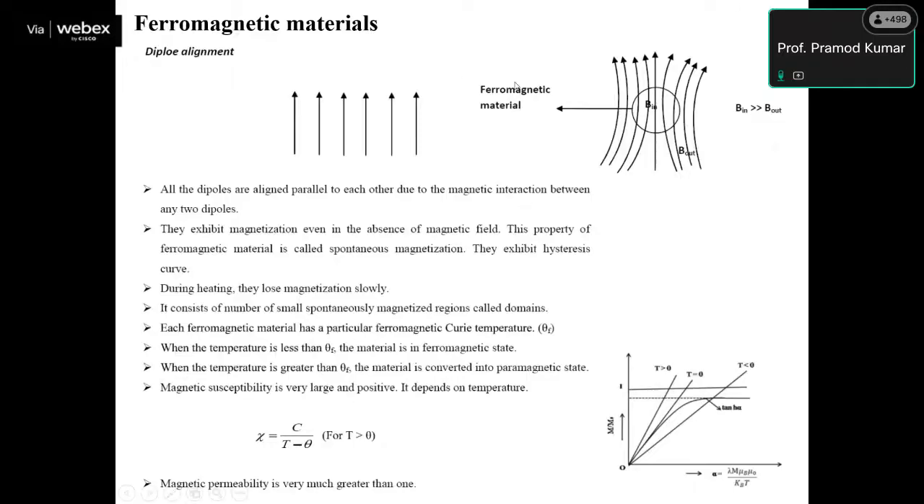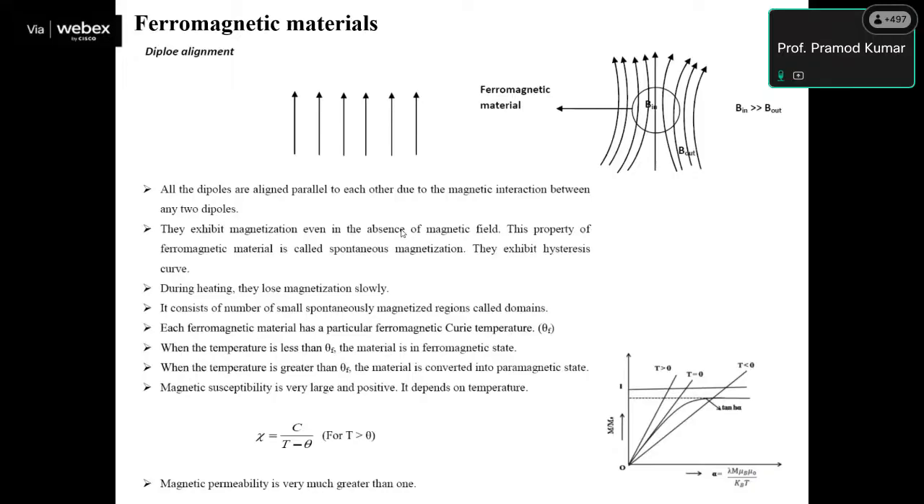If you look at the property, basically, you can say all the dipoles are aligned parallel to each other due to magnetic interaction between two dipoles. They exhibit magnetization in the absence of field, as I've already explained. So even without applying the magnetic field, they have some magnetic field. That magnetic field is also known as molecular magnetic field. So this property of ferromagnetic material is also called spontaneous magnetization.